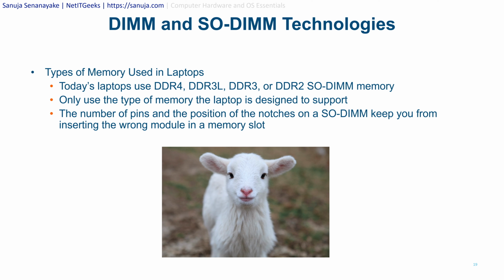You need to make sure the type of memory that you're using is specifically designed for your laptop. What I mean is, it doesn't mean that if you have an HP laptop you have to buy HP RAM. What it means is if the HP laptop specifically supports SO-DIMM, you need to get that particular module, because otherwise it won't fit in. The number of pins and the positions of the notches on the SO-DIMM keep you from inserting the wrong modules in the memory slot. So it will be a little bit harder to insert an incorrect RAM into a laptop.